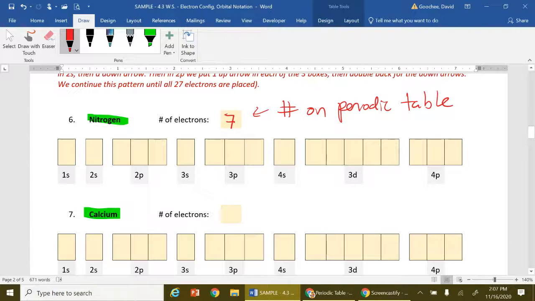Okay? Now we fill in. We have to configure 7 electrons. So we start with the 1s, and we fit 1 electron, 2 electrons. Then the 2s, 3, 4. Then the 2p, 5, 6, 7. This is how you do it. You fill in one sublevel at a time.